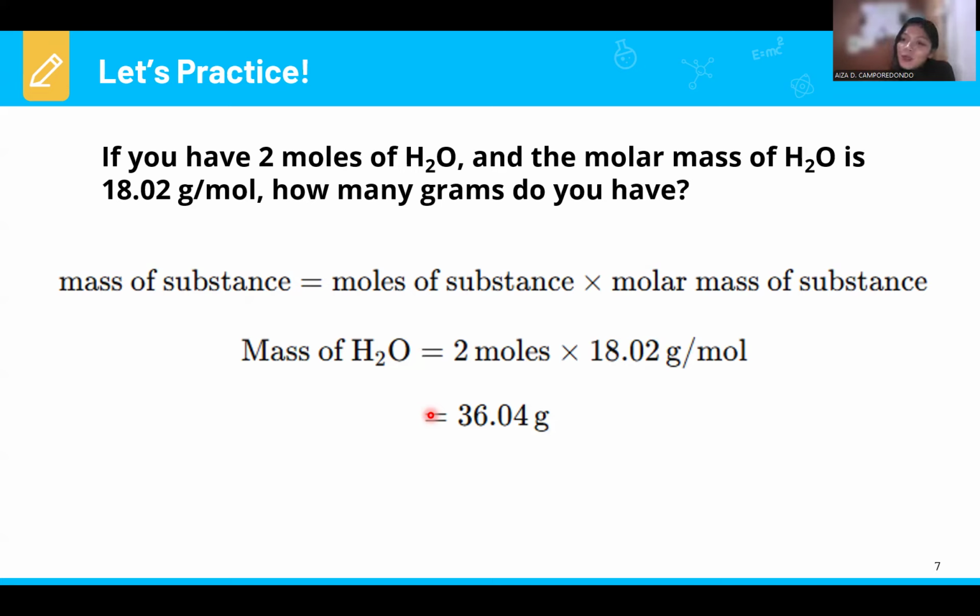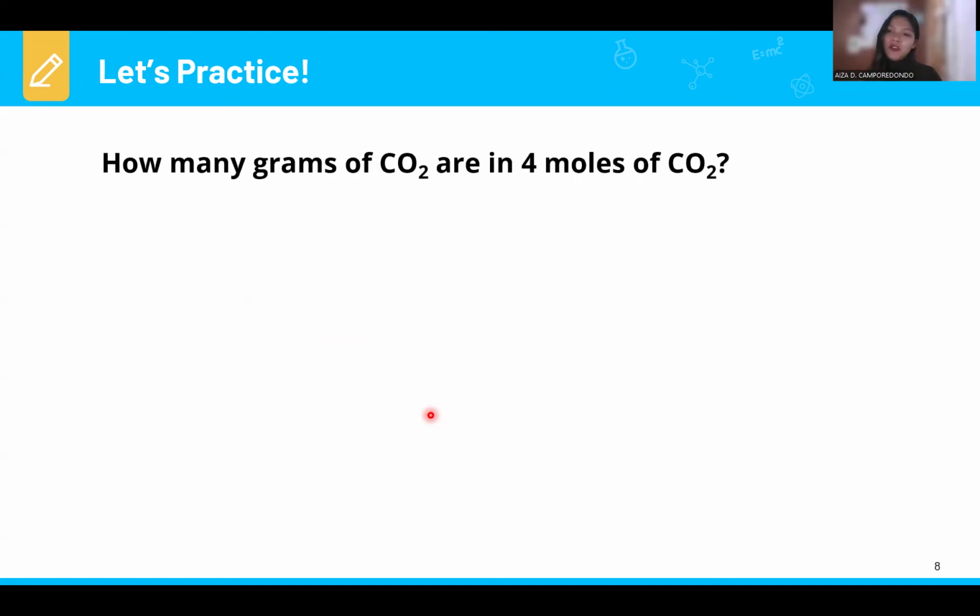Okay, let's proceed to another example. How many grams of carbon dioxide are in 4 moles of carbon dioxide?